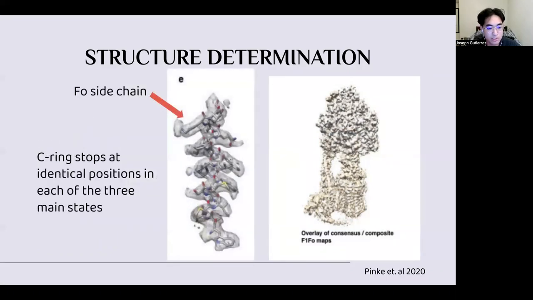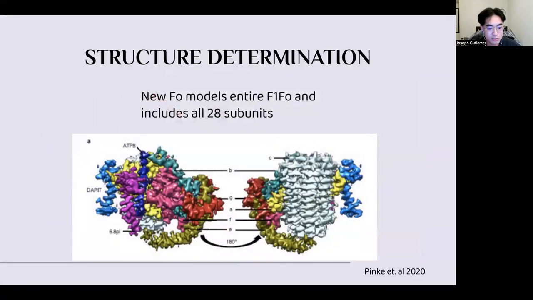This map was well resolved at the sidechain level in all F0 areas, signifying that during rotation, the stator does not change conformation, while the C-ring stops at identical positions in each of the 3 main states. The most substantial improvements in the F1 F0 model were in the F0 region. The previous porcine model carried many errors, including misplacing the 6.8 pi subunit and misassigning helices containing subunits D, G, and E, which were also misbuilt as polyalanine.